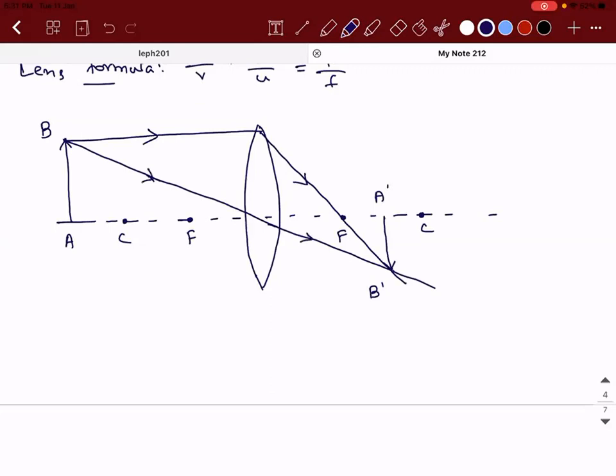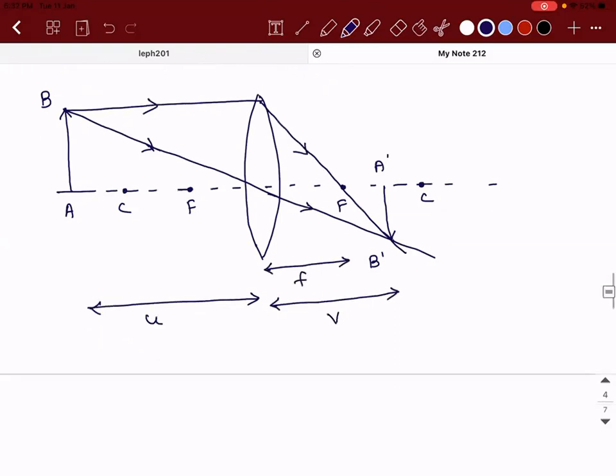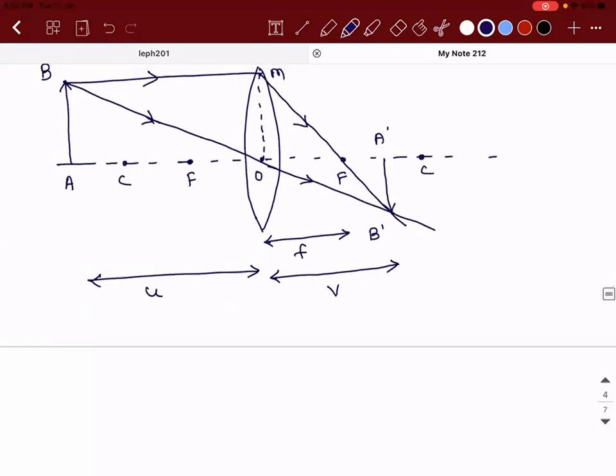Now see, the distance from the optical center to this point is U. The distance from the optical center to this point is V. And the distance from the optical center to the focus is F. From here, if I drop a perpendicular, this point is O, and if I call this M. Now listen carefully. I need a set of similar triangles to start the derivation. If I take this angle as theta, this angle is also theta, this is 90 and this is 90. So triangle B dash A dash O is similar to triangle BAO.